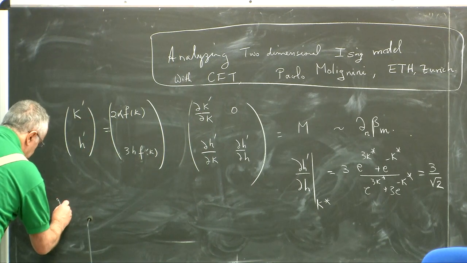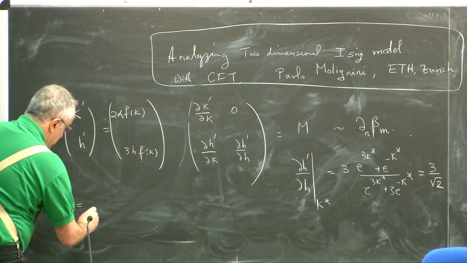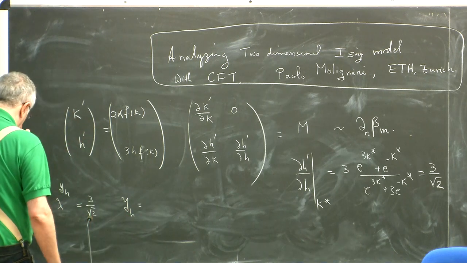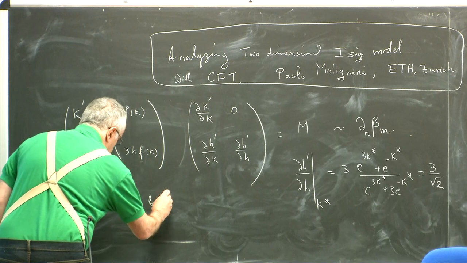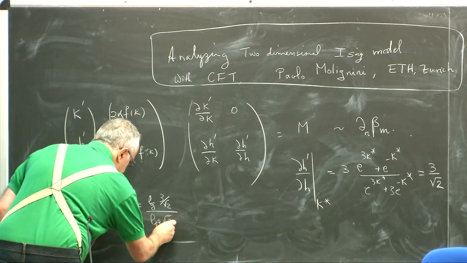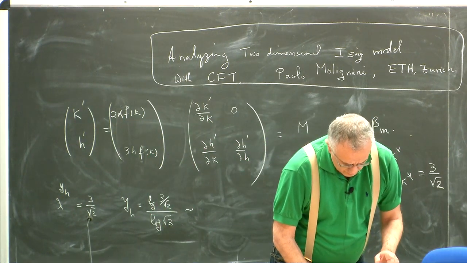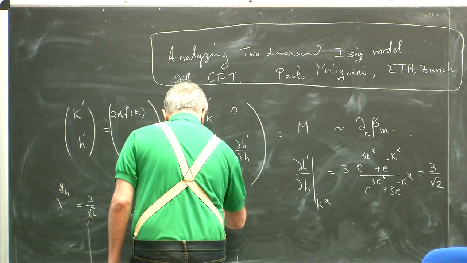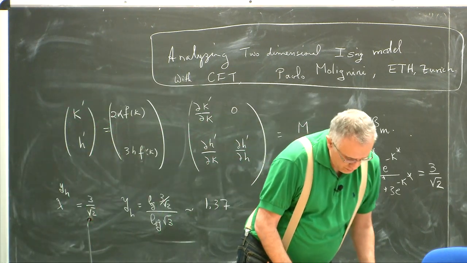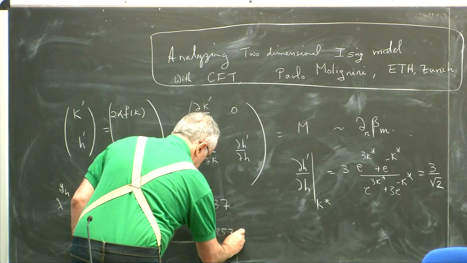So lambda to the power y_h is equal to 3 over root 2. Hence y_h is equal to log of 3 over root 2 divided by log of root 3, which is approximately 1.37.